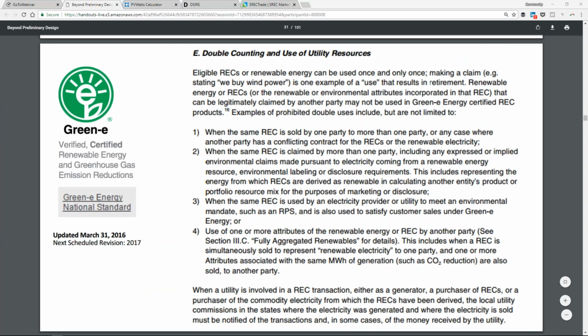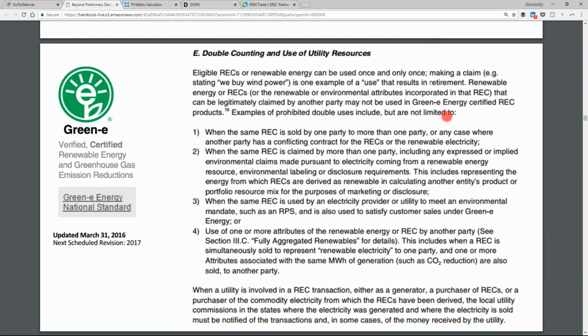So if the same renewable energy credit is sold by one party to more than one party, that would be double counting. That's when the same REC is used by a power company to meet one of these renewable portfolio mandates that we just saw, and then it's also sold to a customer as a green power product, that would be double counting. And so there's an organization called Green-e that really got out in front of all this and said, we'll create the standards for voluntary REC trading. And you can go to their website and download the Green-e National Standard.